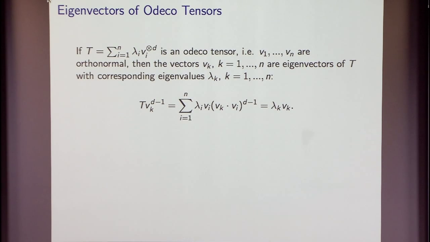So what are the eigenvectors of orthogonally decomposable tensors? What we are doing now is trying to find the tensor decomposition of a tensor. I'm going to tell you what the eigenvectors of an orthogonally decomposable tensor are, and also how to use them to recover the orthogonal decomposition.